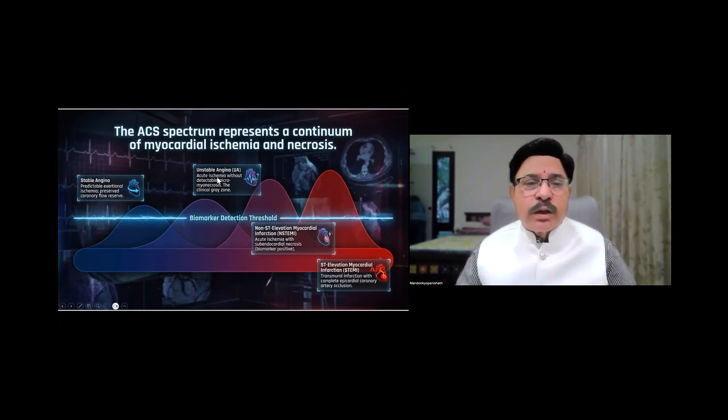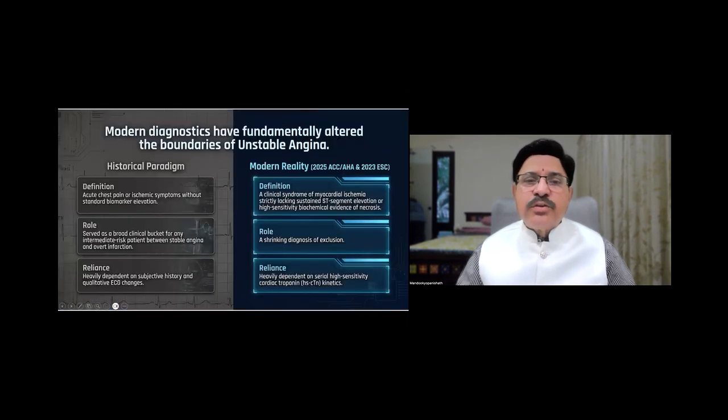This is the biomarker detection threshold. In stable angina, it will not be much elevated. In unstable angina, it will be elevated, all right, but not to the extent of 1 hour delta and all that. Now, in NSTEMI, in STEMI, the elevations are profound. So we are basing mostly on one important parameter, the biomarker. What is the biomarker? High sensitivity troponin test.